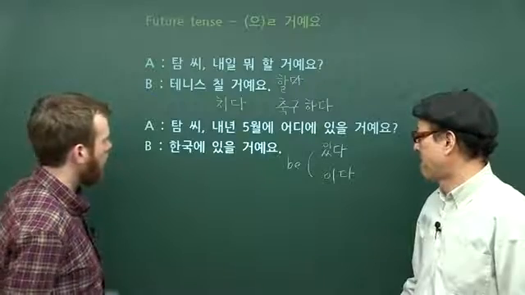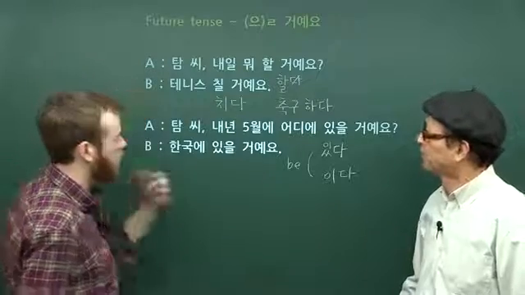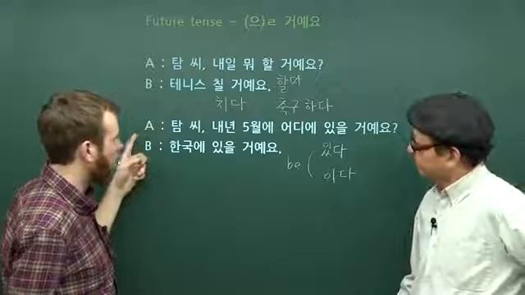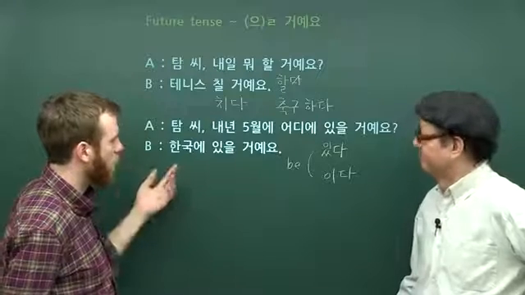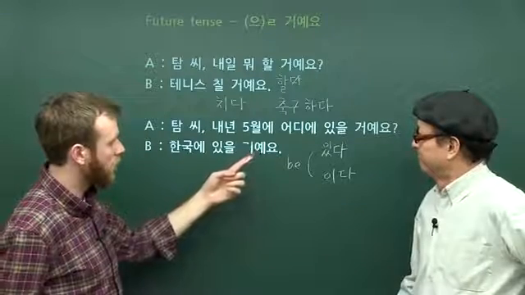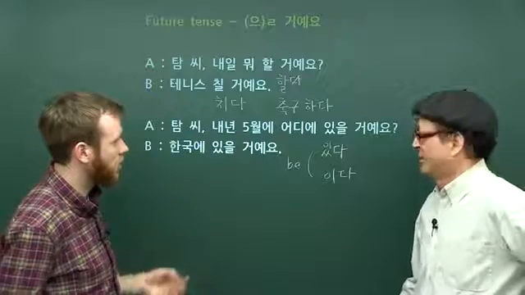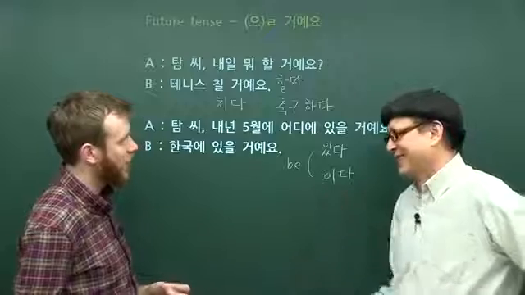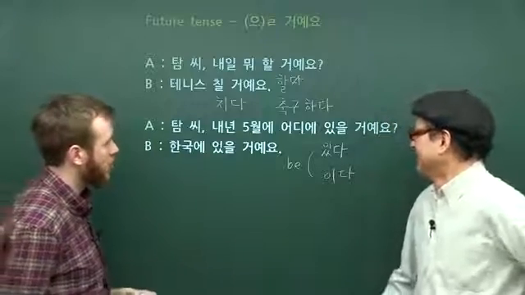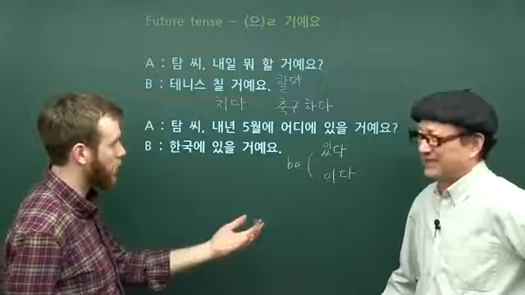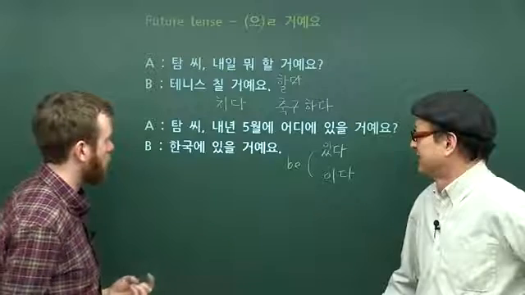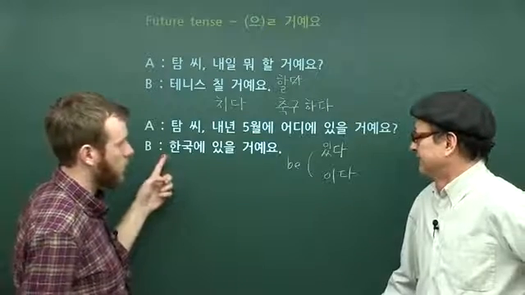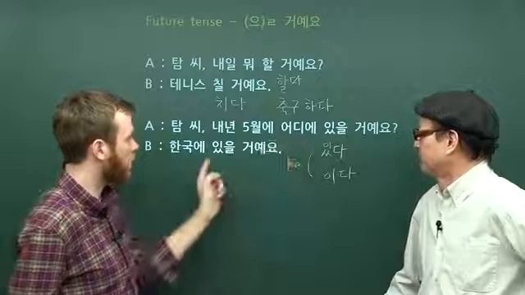Now, in this case, we were talking about really the near future. But here, if we're talking about next year or next May, can I still use present tense? 이거는 안 돼요. 내년 5월에 어디에 있어요? 안 돼. 조금 이상해요. So it's too far in the future to still use the present tense. I really have to use the future here. So 있을 거예요.